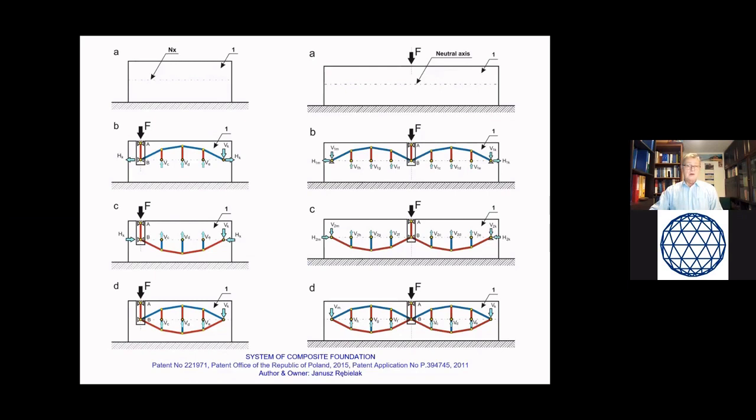When the patterns of both subsystems are symmetrical towards the neutral axis, and when they are combined together, they create then only vertical components of reactions acting in the boundary areas.